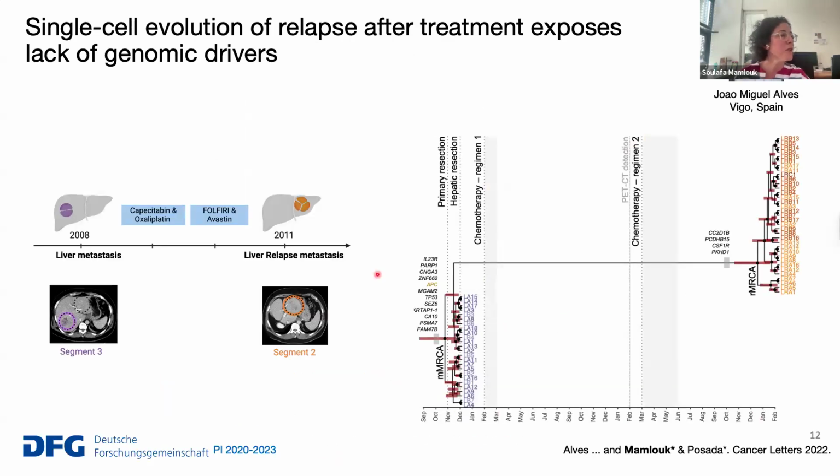In one of the patients, we went a bit further and did this whole genome single cell analysis. This is in collaboration with the group of David Posada in Spain. This is Joao's work. He took one of our patients and took about 60,000 cells from both the first liver metastasis and the relapse. This is a patient who had 3 years of chemotherapy and VEGF inhibitor treatment. The liver metastasis cells are in purple and the relapse is in orange. And he made the phylogeny.